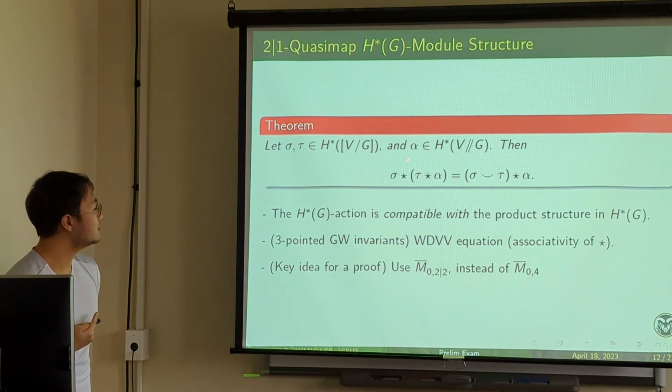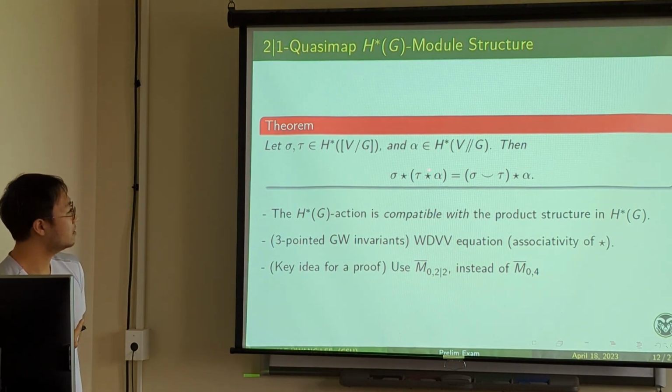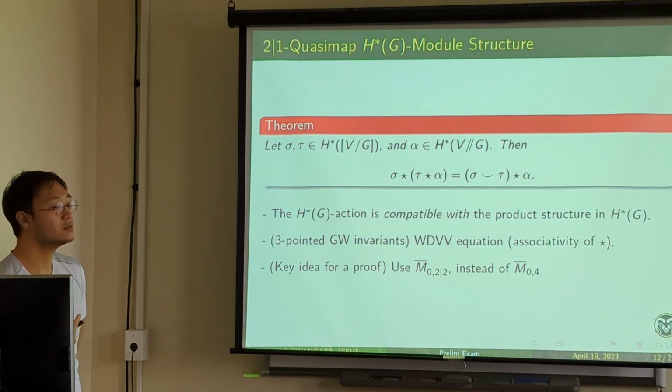And then it seems like an associativity, in the sense that here is a parenthesis and here is a parenthesis. So we do this for the quasimap 2x1 invariants, but if we do this with the three-pointed GW invariant, this equation is called the WDVV equation, which is related to associativity of the star operation.